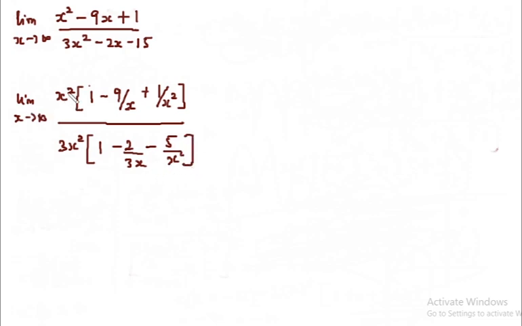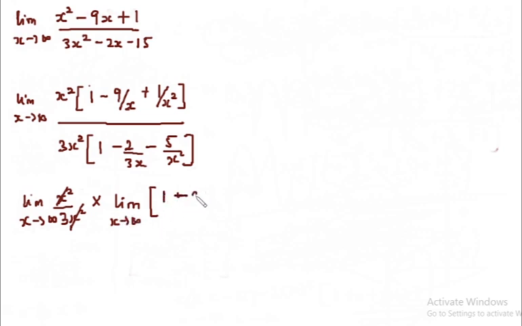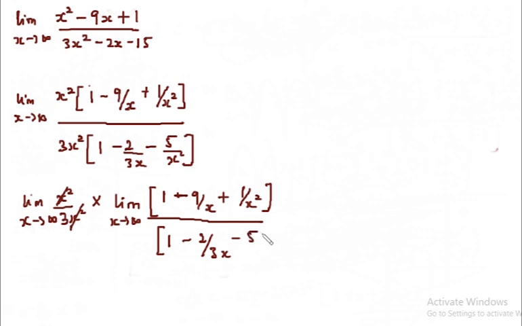Like I did before, I can separate these two. So this will be the limit as x approaches positive infinity of x squared over 3x squared. Now this can cancel out, times the limit of the brackets as x approaches positive infinity of 1 minus 9 over x plus 1 over x squared, divided by, open brackets, 1 minus 2 over 3x minus 5 over x squared.